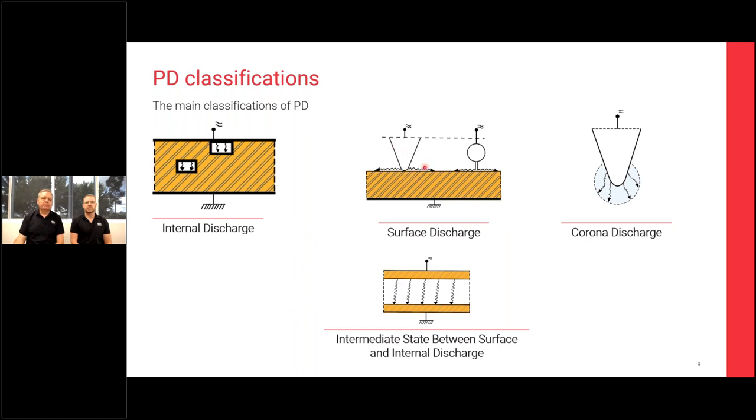It can start from different things: pollution, sharp points, and basically poor stress control. Once that starts, that accelerates away. So that's a big type of discharge.